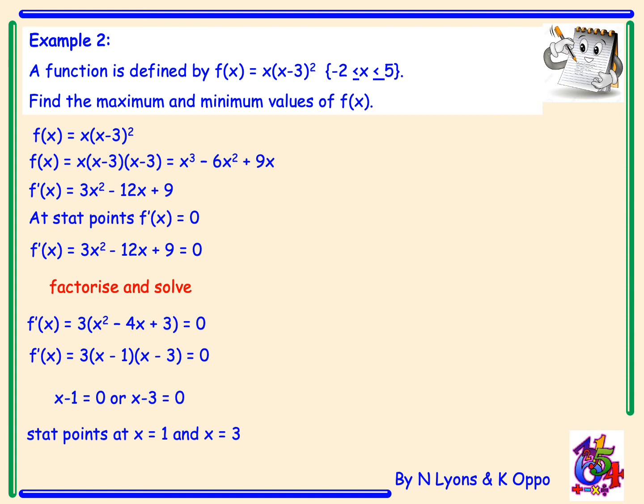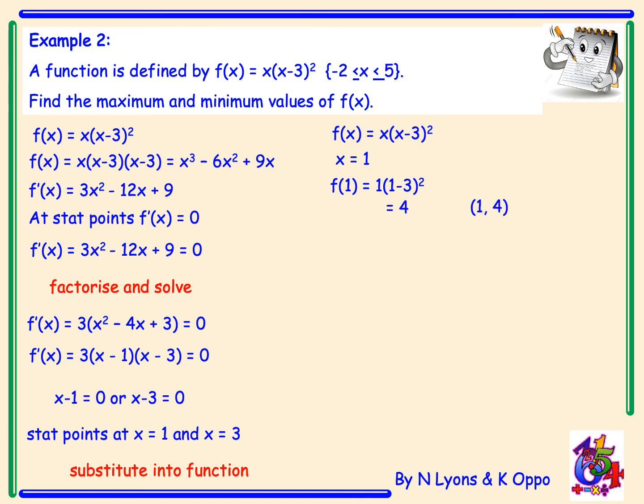Now I'm trying to find the maximum and minimum values of f of x, so I need to substitute back into the function for these x values. When I do this, I'm going to go back and use the factorised form of the function, x times (x minus 3) squared. The first stationary point was at x equals 1, so I'm going to evaluate the function when x is 1. The function when x is 1 equals 1 times (1 minus 3) squared, and that gives me 4. So I'm going to consider the turning point at (1, 4). The other turning point was when x is 3, so I evaluate the function, f at 3 equals 0. So the other stationary point's at (3, 0).